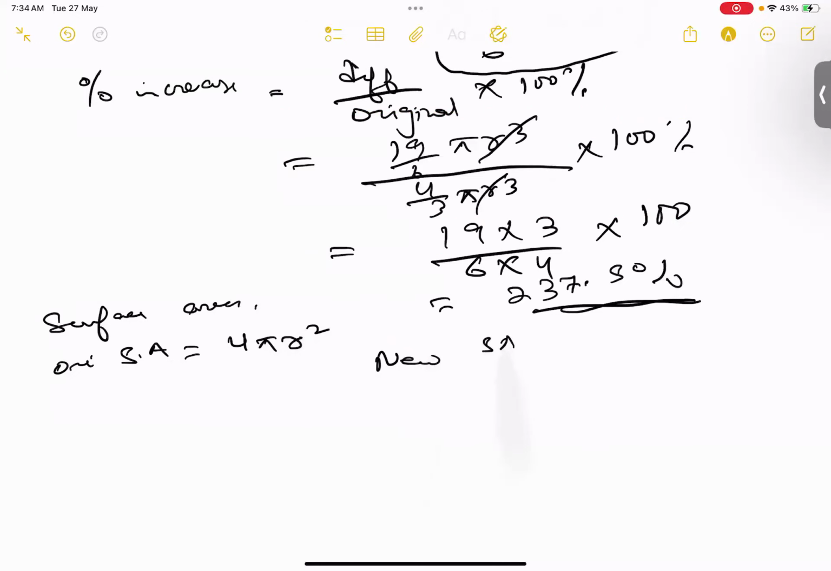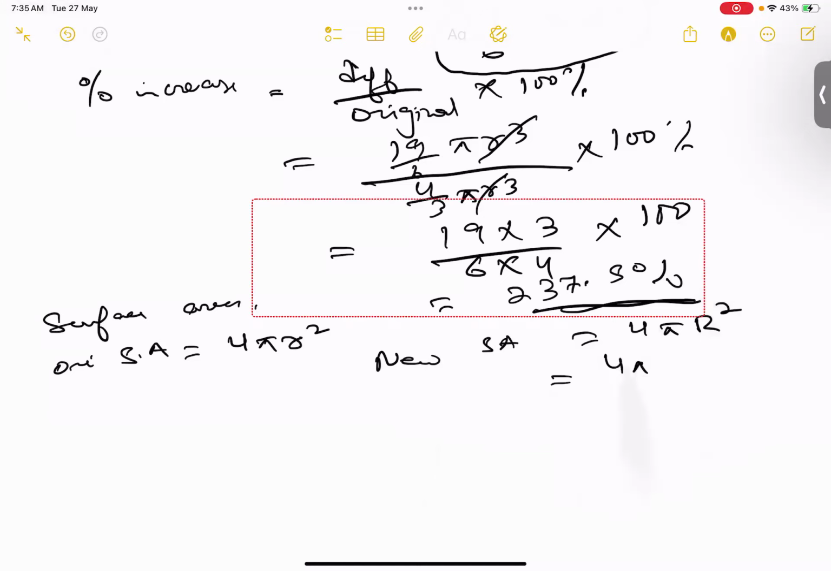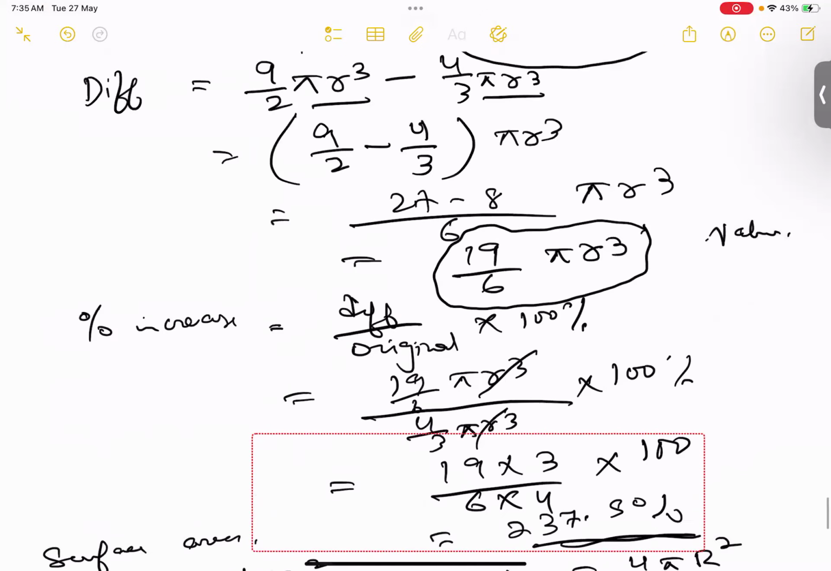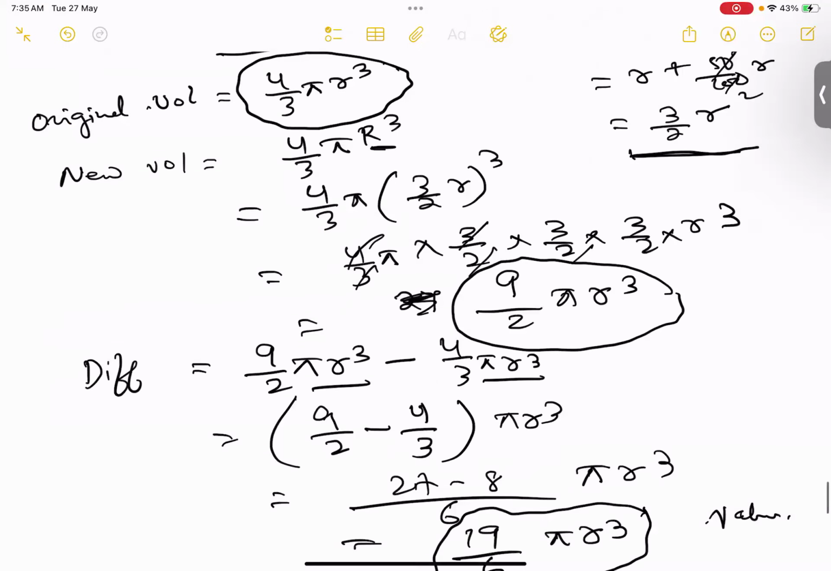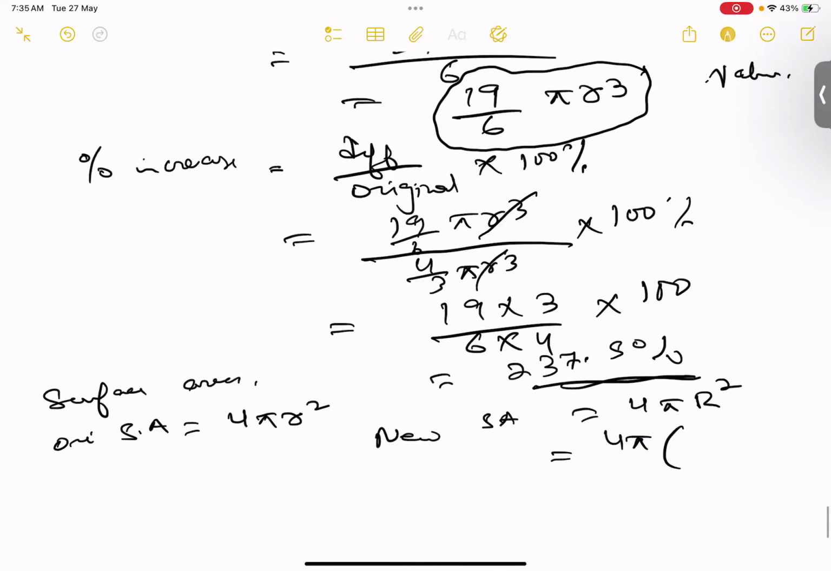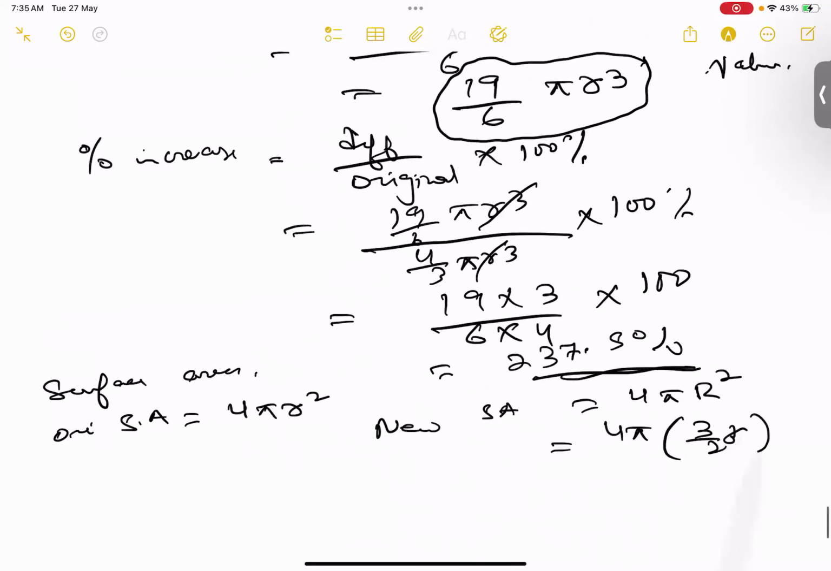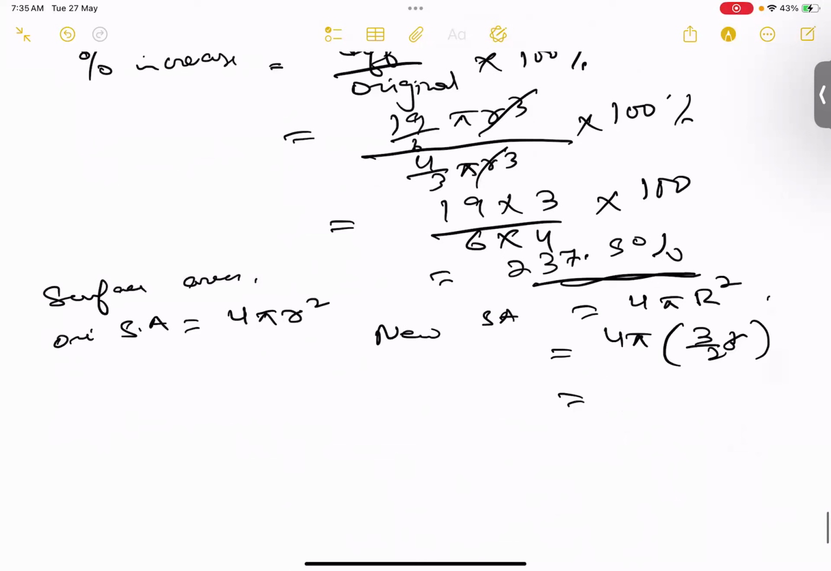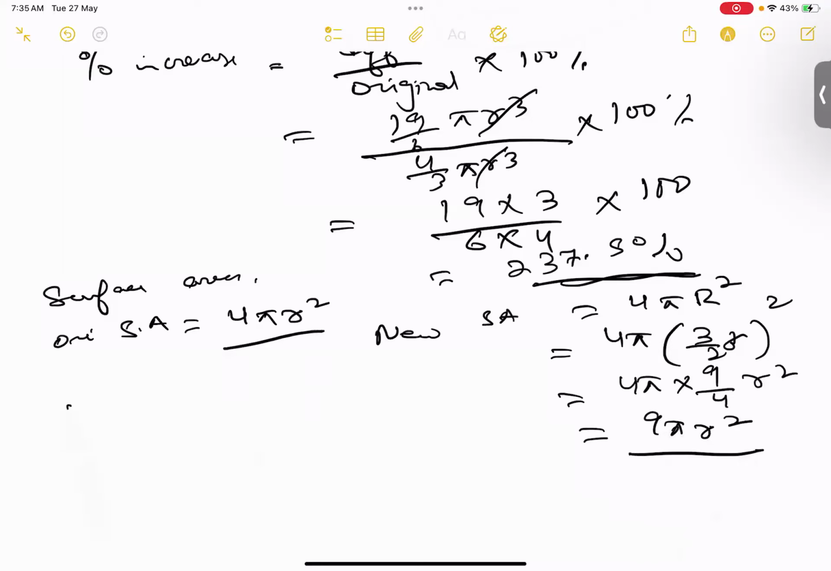New surface area is equal to 4 pi r square. So we know that the radius is 3 by 2 r, right? 4 pi into 9 by 4 r square is equal to 9 pi r square. So this is the old surface area, and this is the new surface area.